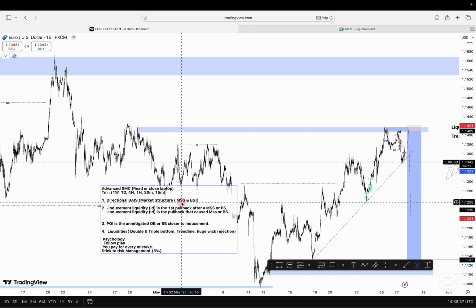So after identifying your directional bias, the next thing you have to do is to identify your inducement, and you have to know the meaning of the inducement you're identifying.